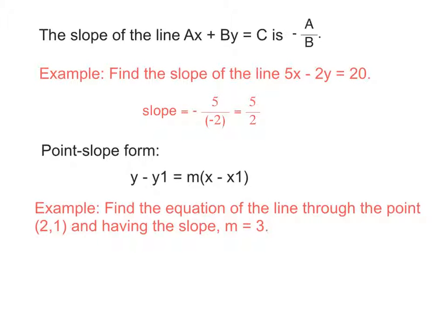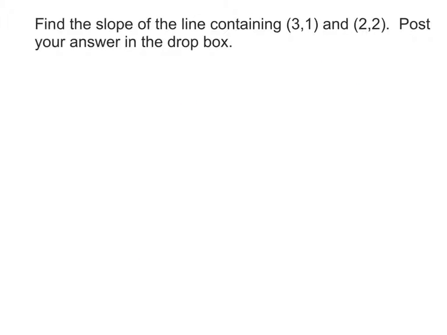So now let's look at an example. Let's say we want to find the equation of the line through the point 2 comma 1 and having the slope m equals 3. Well, if we use our formula, we can simply plug these numbers in. And our result is simply y minus 1 equals 3 parentheses x minus 2 parentheses. The point slope form of the equation of the line going through 2 comma 1 and having a slope of 3. Now I would like you to find the slope of the line containing the point 3 comma 1 and 2 comma 2. Post your answer in the drop box.